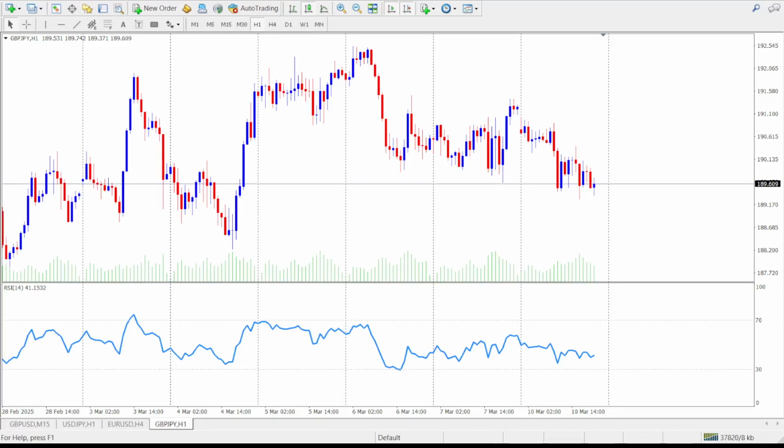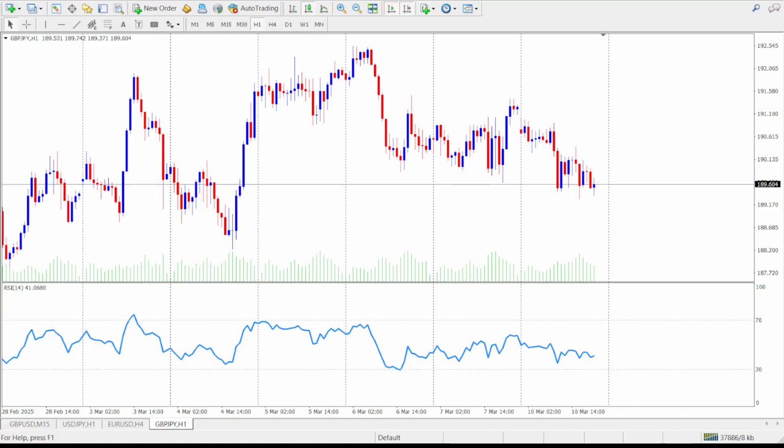How do you use it? You look for RSI above 70 to anticipate a potential pullback or reversal. Look for RSI below 30 to find possible buying opportunities. All right, combine RSI with trend analysis to confirm trade signals.